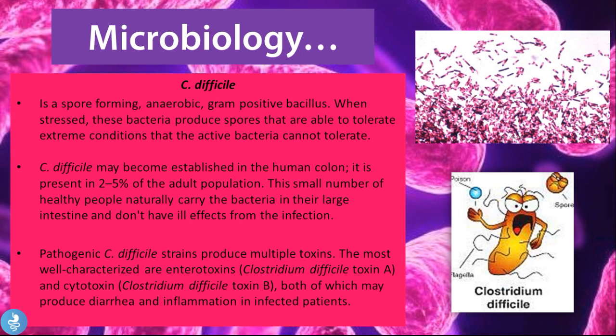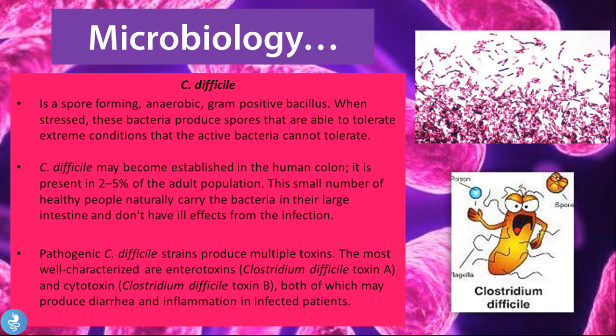So the C. diff may become established in the human colon, and it is usually present in about 2 to 5% of the adult population. The smaller number of healthy people naturally carry the bacteria in their large intestine and don't have ill effects from the infection. Pathogenic C. diff strains produce multiple toxins. The most well-characterized enterotoxins are Clostridium difficile toxin A and cytotoxin Clostridium difficile toxin B, both of which may produce diarrhea and inflammation in the affected patients.